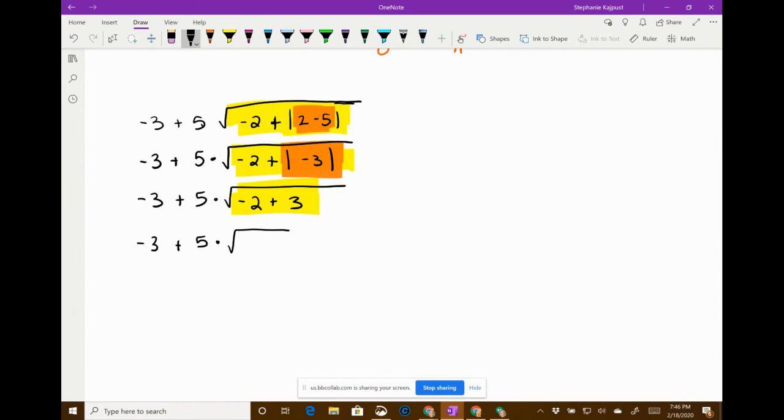So you need to do -2 plus 3, which is equal to 1. So now I have the square root of 1. So now I've simplified everything inside the square root. The next step is to actually do the square root, to actually take the square root of 1. And the square root of 1 is just 1. So this is going to be 5 times 1. You can verify that on your calculator. 1 squared is 1, so the square root of 1 is equal to 1, because the square root kind of undoes an exponent.